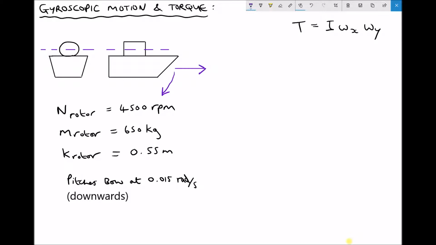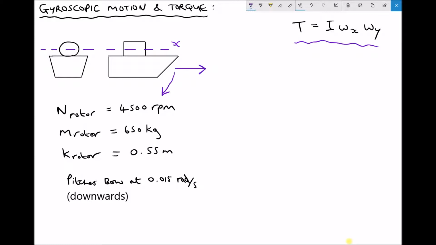Now, as mentioned, what we're going to be doing is calculating the gyroscopic torque acting on this boat when two perpendicular angular velocities are at play, and we have our formula in the top right-hand corner. The reason we have two angular velocities perpendicular to each other is because the motor of our boat is rotating, and its axis of rotation is shown on the diagram. Let's call that, for argument's sake, the x-axis.